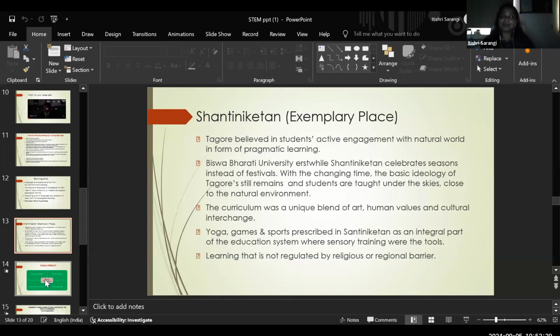So this is something we must appreciate at this point of time, though even if you see, it has lost its relevance now, because that pattern which was taught then is not being followed today, not to that extent. So learning that is not regulated by religion or regional barrier.